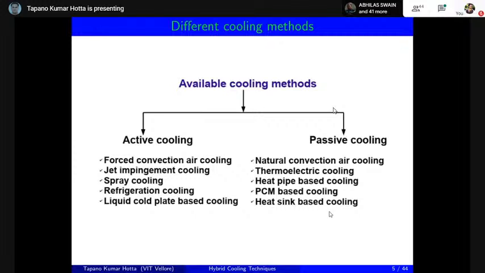Okay. But as a part of this discussion, I will just touch upon air cooling. Then we'll move on to passive cooling, PCM based cooling. Then we will talk about liquid cooling, liquid cold plate based cooling. So these are the three aspects I am going to talk about as a part of the present discussion.